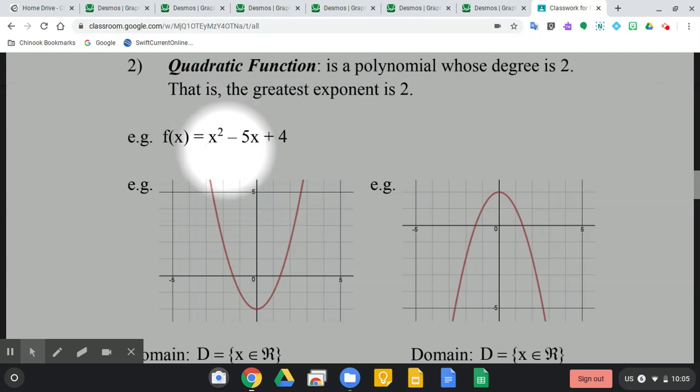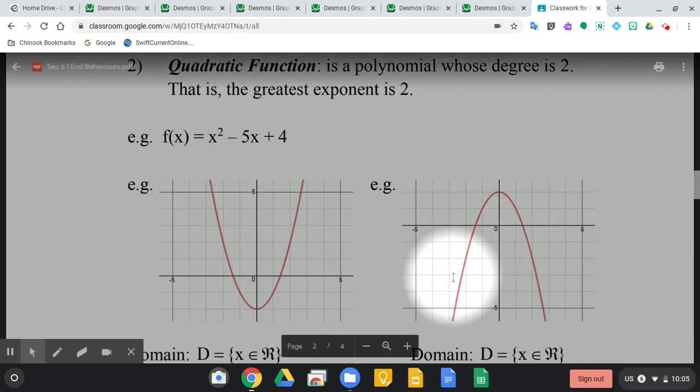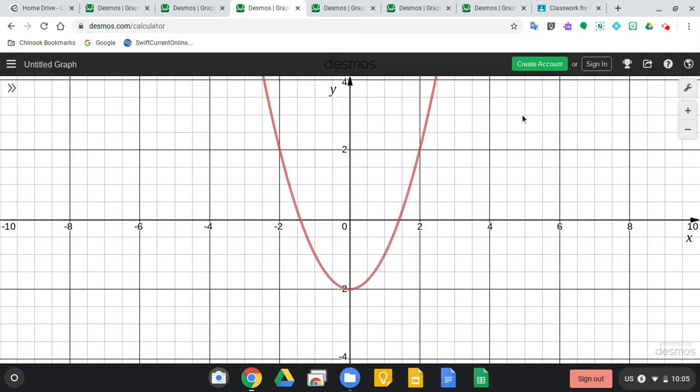Now, in Foundations 20, Chapter 7, you will have learned that when you graph a quadratic, the shape is always a parabola. And our parabolas will have one of two forms. The one on the left here opens up. The one on the right opens down. So again, I've taken the opportunity to put these into Desmos.